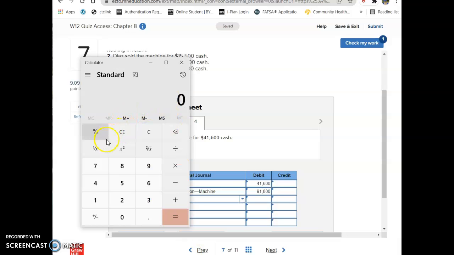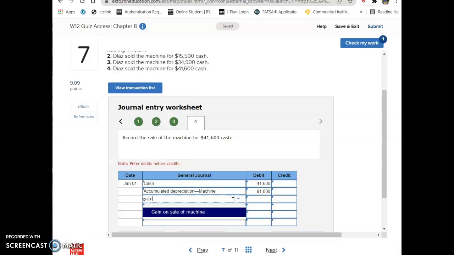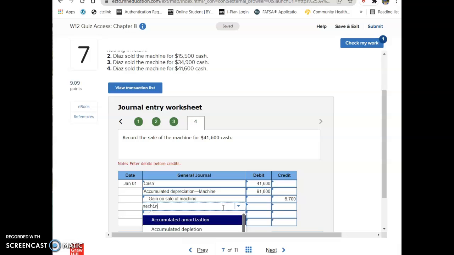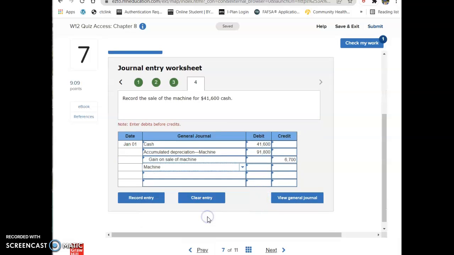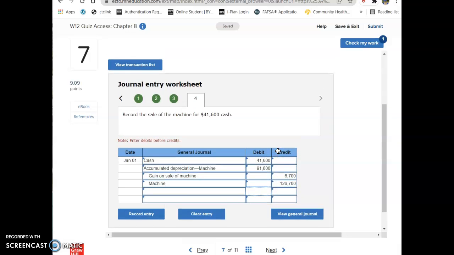So that, let's just make sure we do this right here. So the 41,600 minus the book value of 34,900 is gonna be 6,700, and gain on sale. And, oops, that's on the wrong side, sorry. It's a credit, since I think it's a revenue, like a contra revenue or something like that, I want to say. Don't quote me on that, I'm going off of memory. And then the machine account will be credited, since it is no longer ours, no longer our asset there.